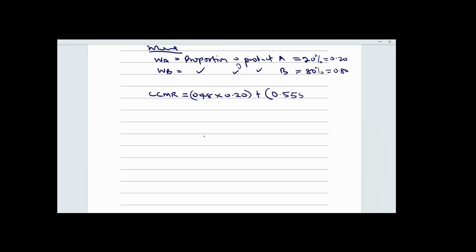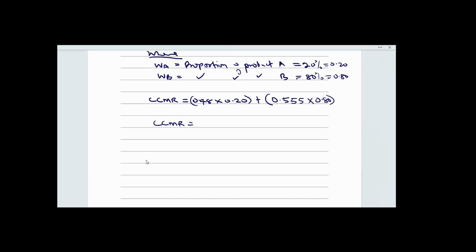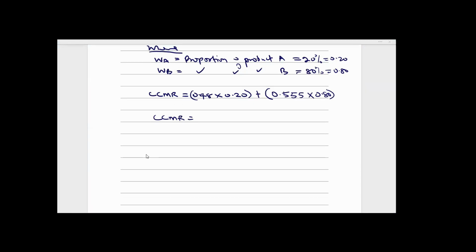5, 5, 5. Multiply by 0.80. So composite contribution margin ratio would then be equal to 0.48 multiplied by 0.2, 0.096, plus 0.355 multiplied by 0.8, 0.344.